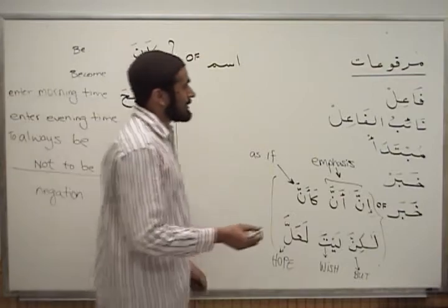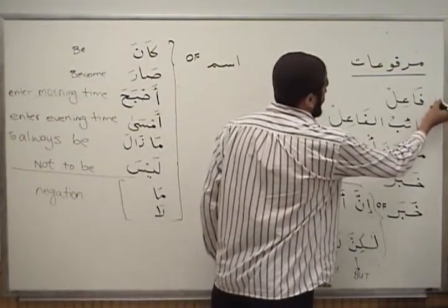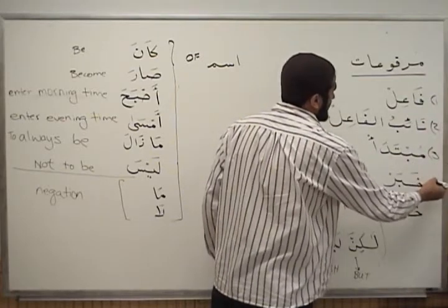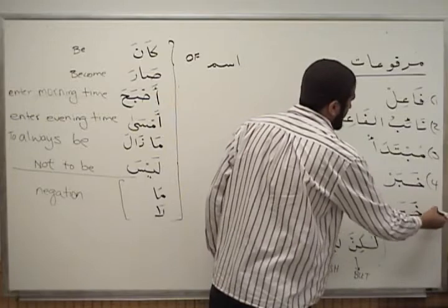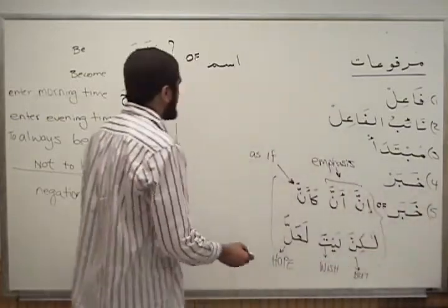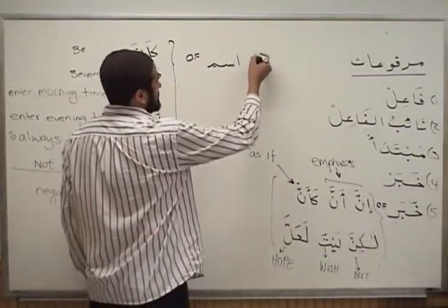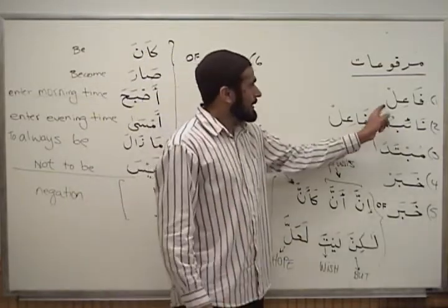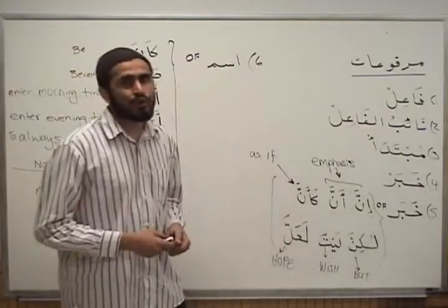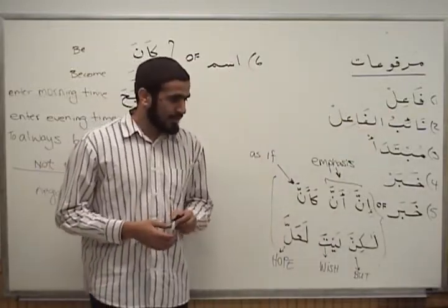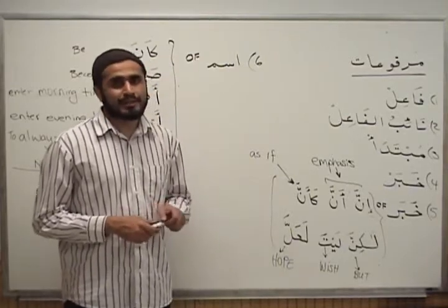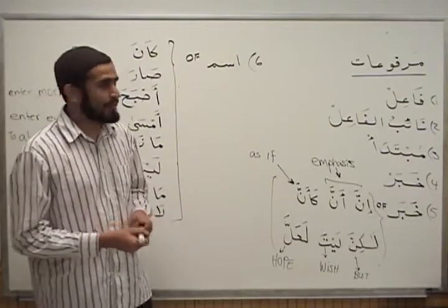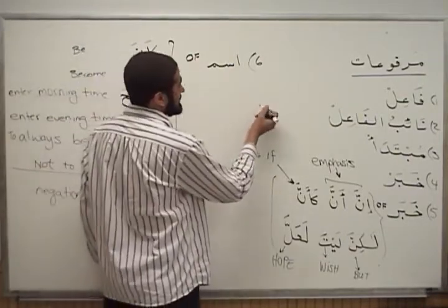So these are the categories of marfu'at, the words that have the state of raf'a, and they could be manifested in different ways. Number one is fa'il. Fa'il is the doer of an action. The doer of an action in Arabic always has the state raf'a. It's given raf'a by the fi'l.